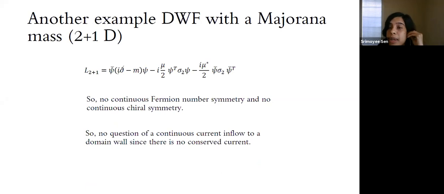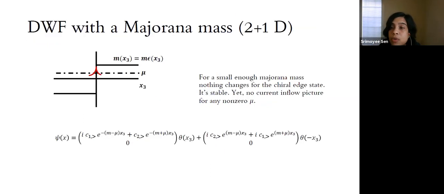So now you can apply this to a non-trivial example, which is when, let's say, I take this same domain wall theory, but now I put in a Majorana mass here. This term is going to break the U1 symmetry in the original theory, so it's going to break it to Z2, not completely. So I don't have any continuous fermion number symmetry, and I also don't have any continuous chiral symmetry to talk about. So there is no Noether current, no conserved current. And so I don't have this current inflow picture in the original theory.